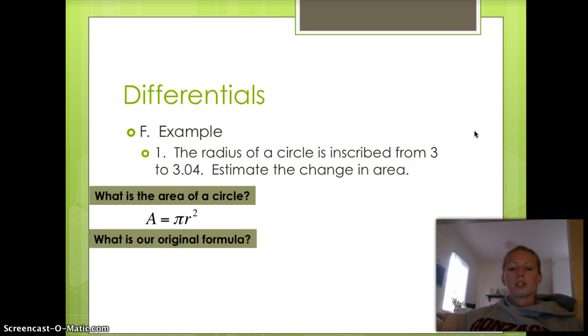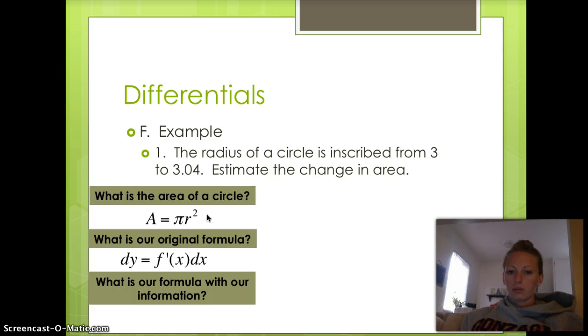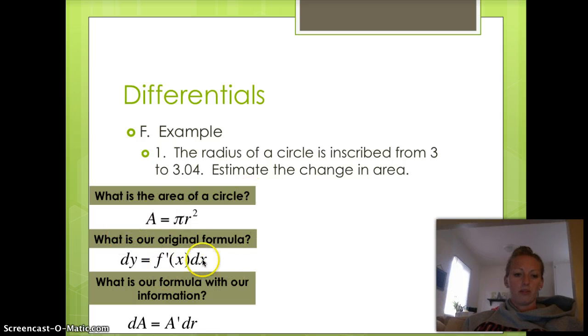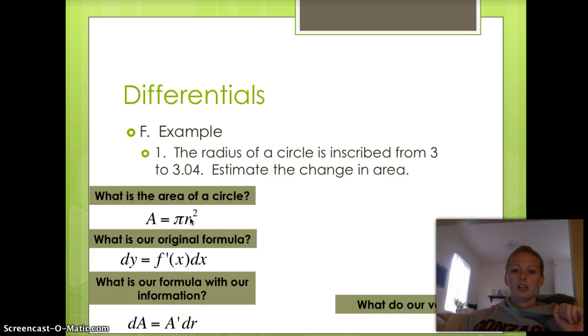Step 2, what was my original formula? So from our last page, my original formula was dy equals f prime of x dx. Okay, and in my case, my function is area equals pi r squared. So we're going to use this information, area equals pi r squared, to fill this in. So we're going to have dA, because remember y is just talking about a function, then what is the derivative? A prime times dr, because I have an r in my formula.